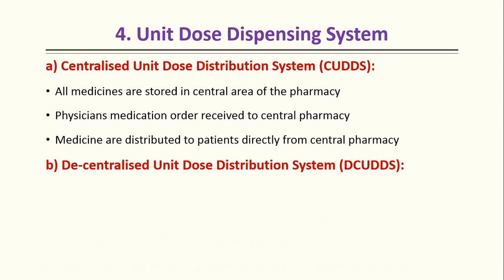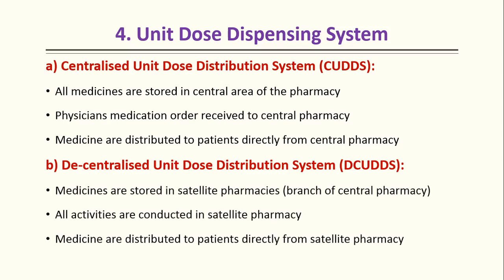Let's see the decentralized unit dose dispensing system or distribution system. So here the medicines are stored in a satellite pharmacy. Satellite pharmacy means it is a branch of the central pharmacy, which supplies medicines to the satellite pharmacy. So here central pharmacies are responsible for maintaining the stock in the satellite pharmacy. Here all the activities are conducted in the satellite pharmacy. The prescription is received by the satellite pharmacy, and the medicines are directly distributed to the patient from the satellite pharmacy.